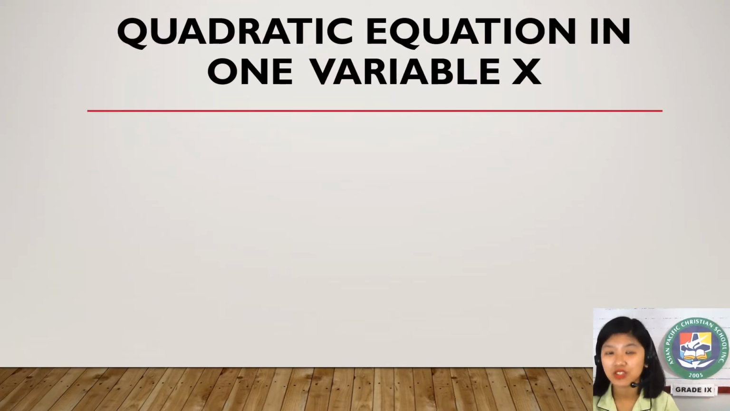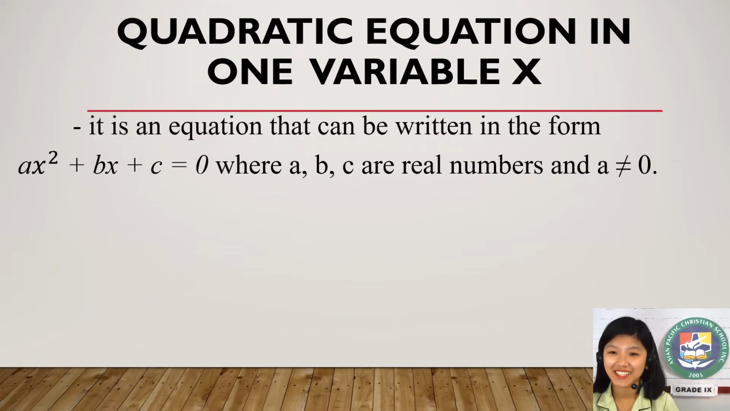The quadratic equation in one variable x is an equation that can be written in the form ax squared plus bx plus c is equal to 0, where a, b, c are real numbers and a is not equal to 0. When we say real numbers, yun yung mga rational numbers and irrational numbers. So, yung rational numbers, under doon yung mga fraction, mga decimals, mga whole numbers, natural numbers, and so on. And doon naman sa irrational numbers, yun yung mga symbol like square root.